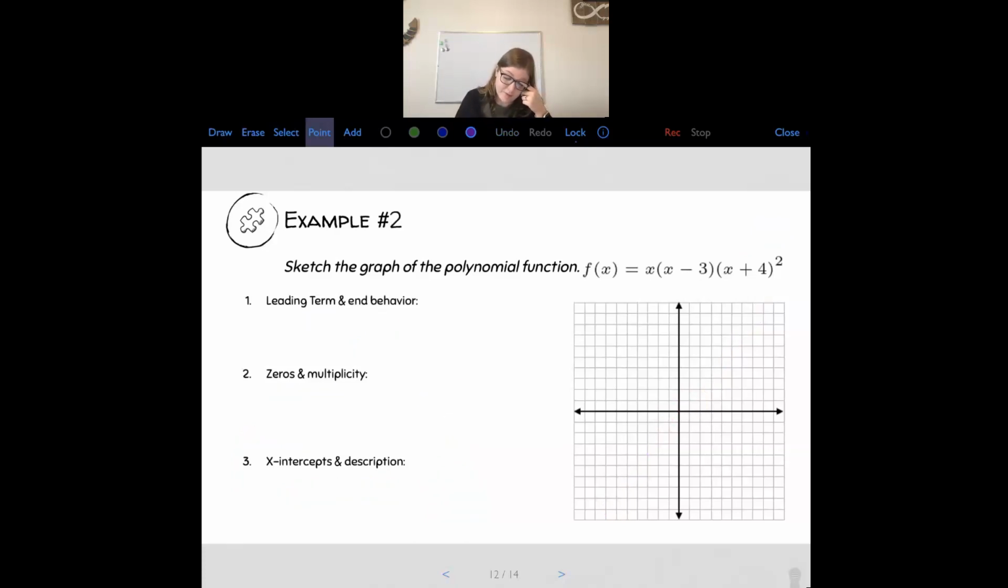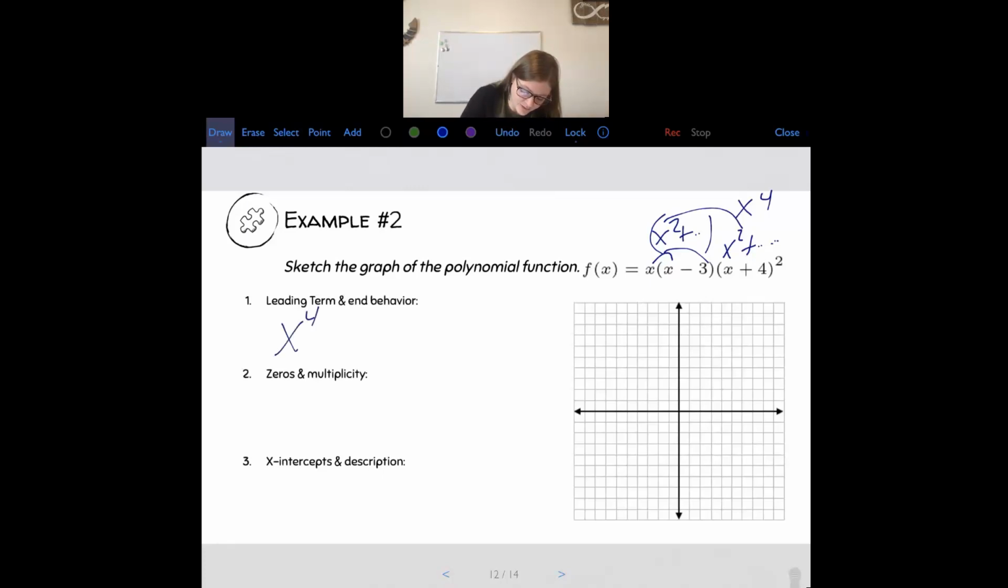So sketch the graph of the polynomial function. We have x times (x minus 3) times (x plus 4) squared. With our leading term, (x plus 4) squared is going to give us x squared plus a bunch of stuff. If we distribute this, this is x squared plus whatever. And if we multiply these together, we'll get x to the 4th. Again, multiply it all out to prove it to yourself if you want to do that. And if you have questions about that, feel free to ask me.